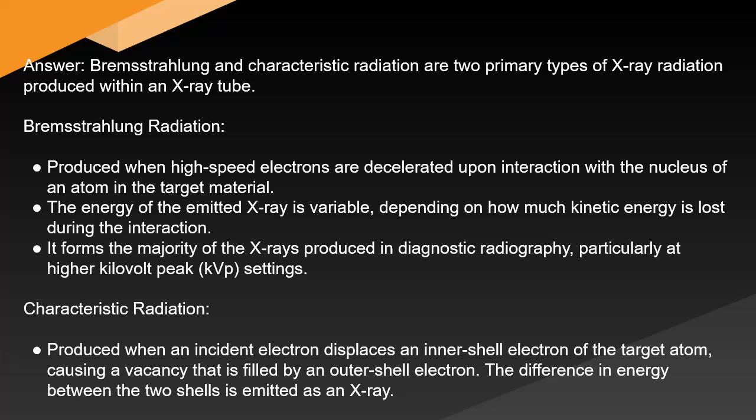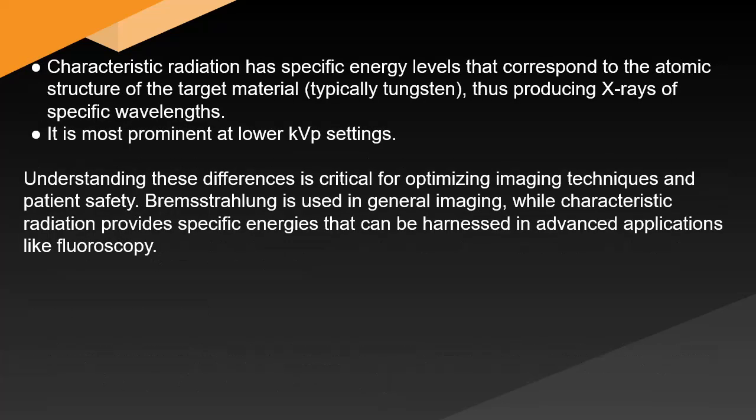Characteristic radiation is produced when an incident electron displaces an inner shell electron of the target atom, causing a vacancy that is filled by an outer shell electron. The difference in energy between the two shells is emitted as an X-ray. Characteristic radiation has specific energy levels that correspond to the atomic structure of the target material, typically tungsten, thus producing X-rays of specific wavelengths. It is most prominent at lower kVp settings.